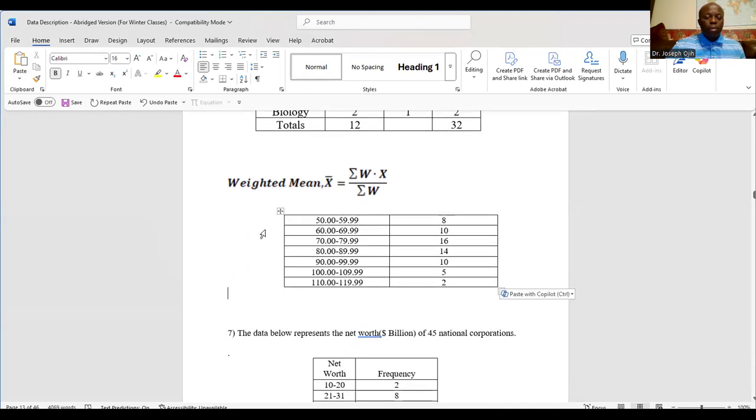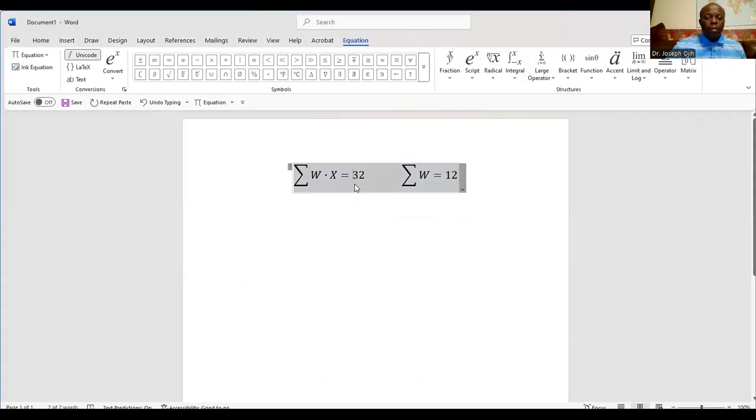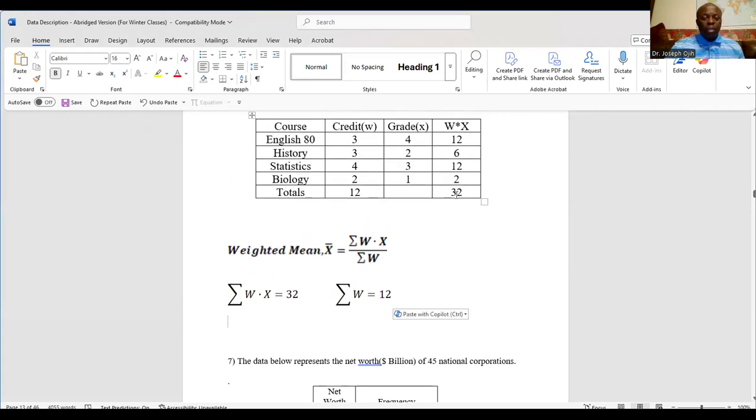I didn't copy it right, so I'm going to undo. Let me copy it again. Control C, and I go back and type it in. Control V. So you can see the sum of weight times x, the sum is 32 right here. Sum of weight is 12 right here.